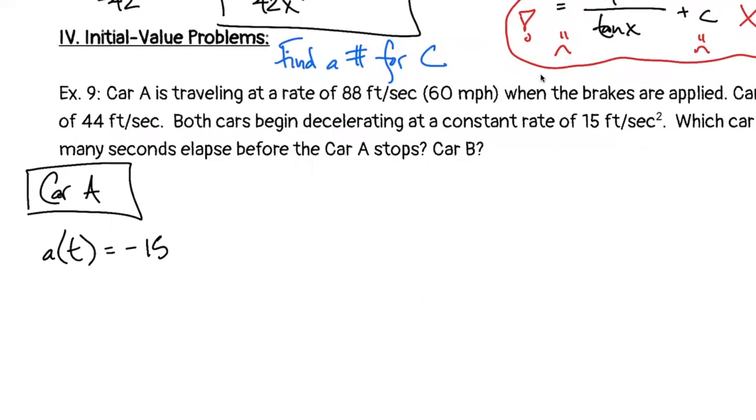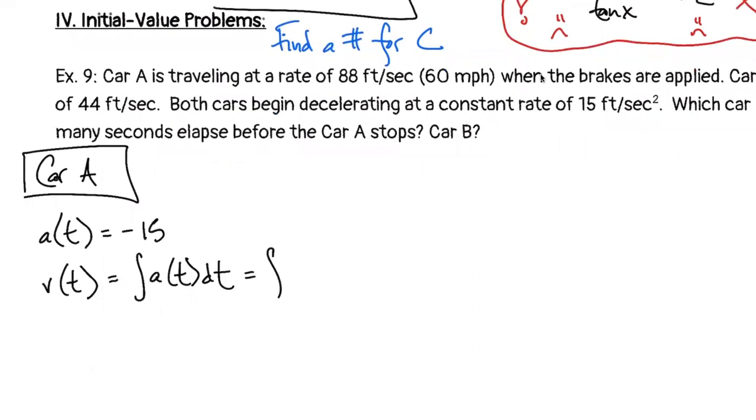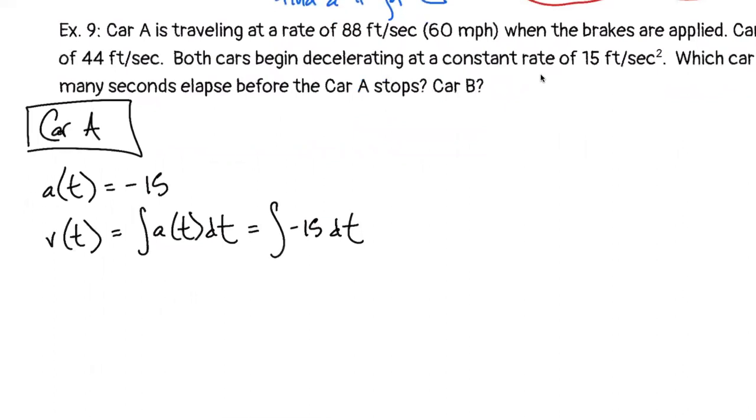I want to know what I can do to start to figure out how long it takes for this car to stop. So I'm going to say, let's find our velocity. From the very first box at the top, I had said velocity is the integral of a of t dt. So let's plug in our function, the integral of negative 15 dt, and let's integrate.